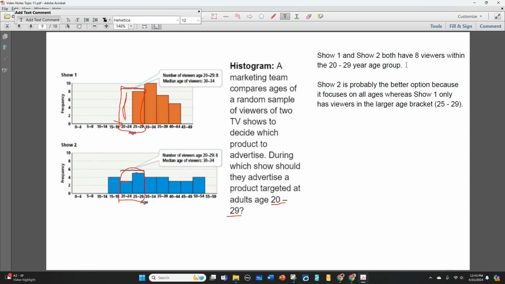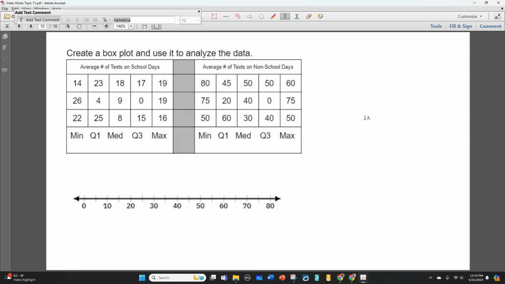All right, moving on to our box plots. Now remember, we said we're going to make a box plot once by hand, and then we're going to make Desmos do it. So let's do that right now. We're going to create a box plot, actually 2 box plots, comparing the average number of texts on school days on the left to non-school days on the right. We need our 5 values, min, Q1, median, Q3, and max for each data set.